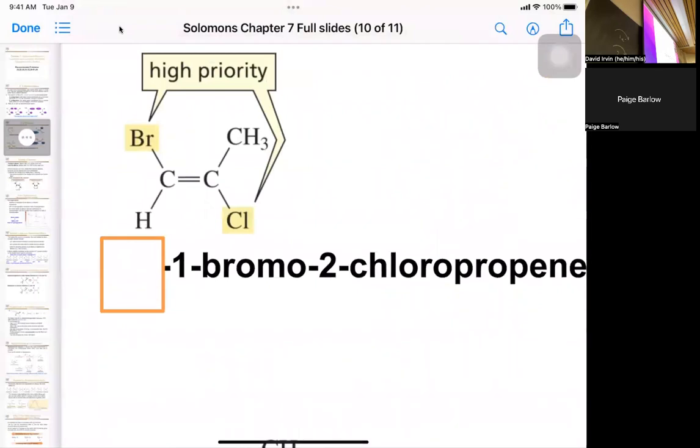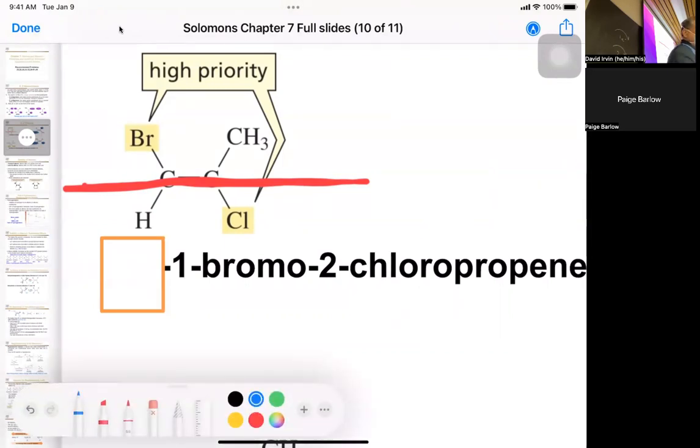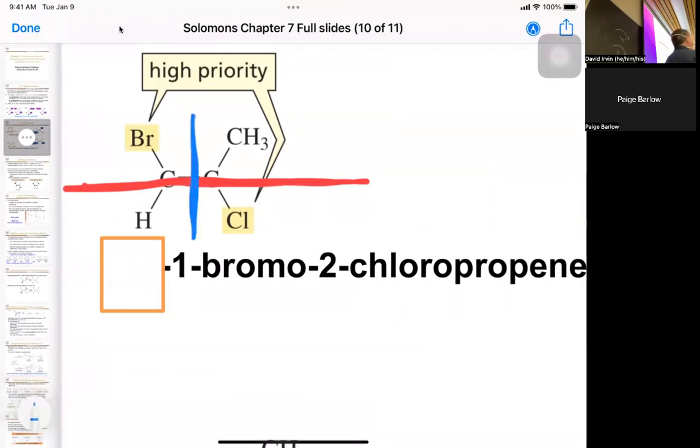Same 4 rules. In this case, we're going to look at the double bond first by cutting the double bond in half, okay? Because that double bond is going to tell us if they're on the same side or opposite sides. The second thing we're going to do is cut it in half the other way. So in the case of this, we're going to figure out the highest priority group on that side. We're going to assign it 1.